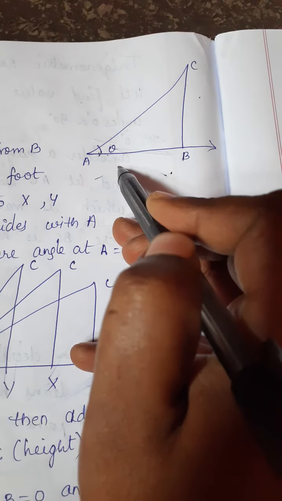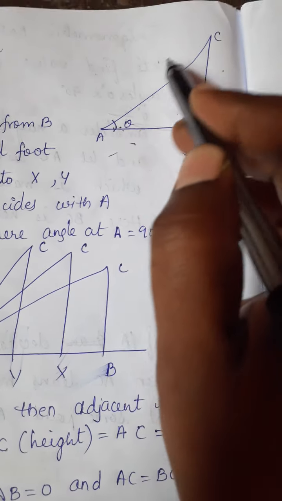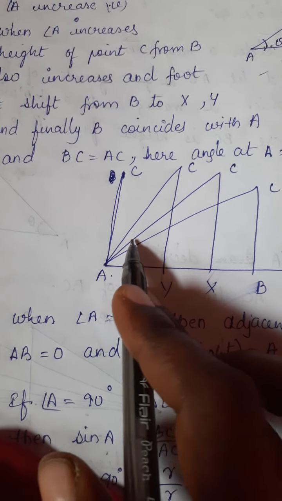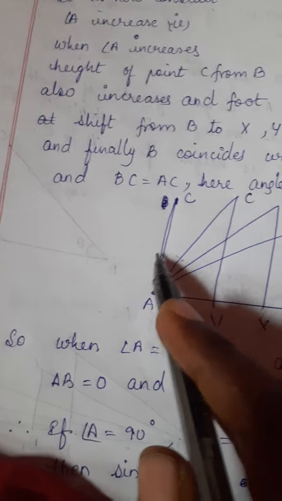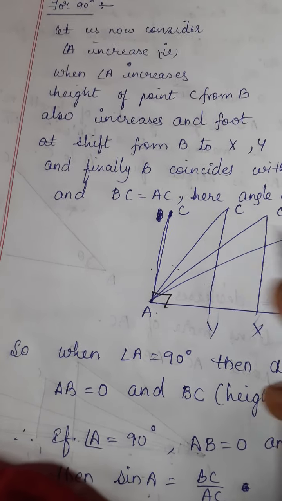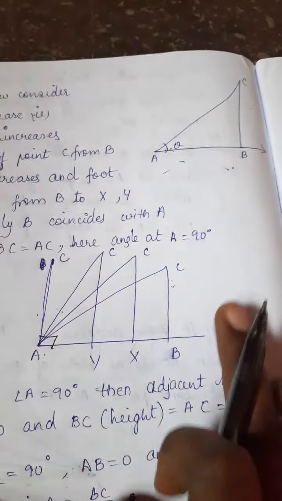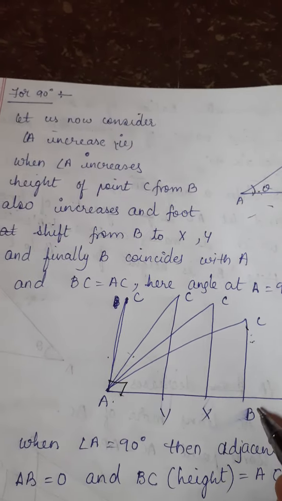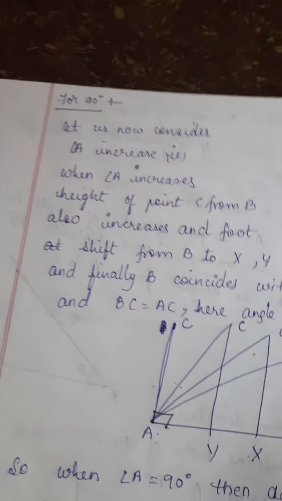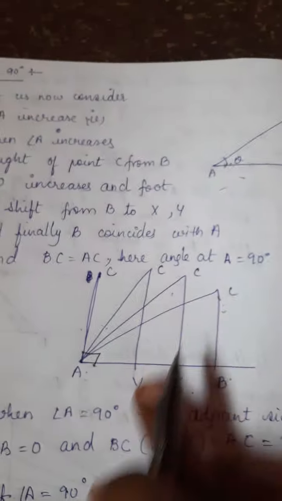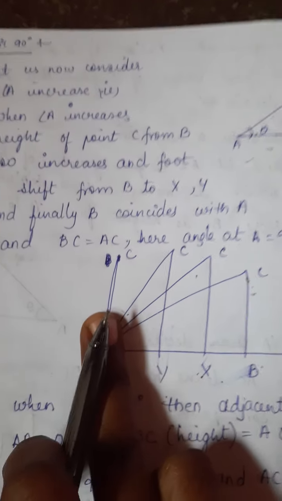Let us suppose the theta is 60 degrees. When you move a little bit this side, the theta increases. Let us assume 70, then 80, then 90. Here AC becomes straight, and BC is coinciding with AC. B is shifted to X, then Y, and finally BC coincides with AC.